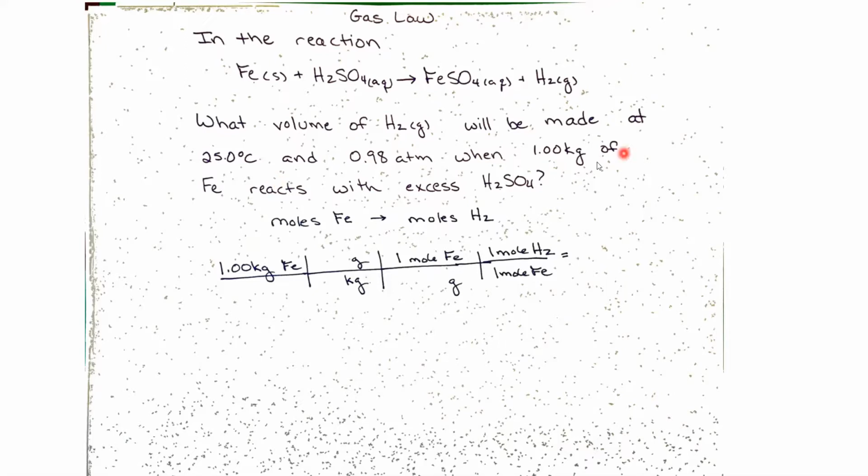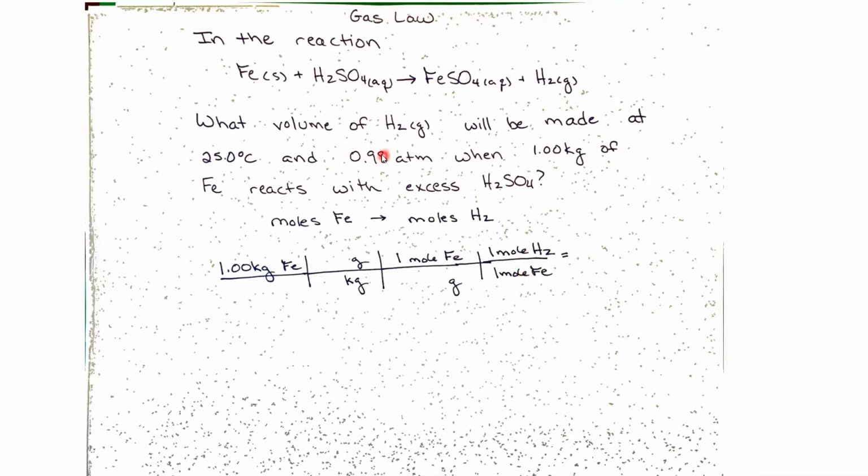a mass, 1 kilogram of iron, and we can use that to determine moles of H2. So this is what our stoichiometry does for us. If I know moles of one thing in a chemical reaction, I can get moles of anything else. So that's exactly what I want to do here. Starting with 1 kilogram, I sort of laid out what my units are going to be. So kilograms will be converted to grams, grams will be converted to moles, and my moles of iron will be converted to moles of hydrogen.